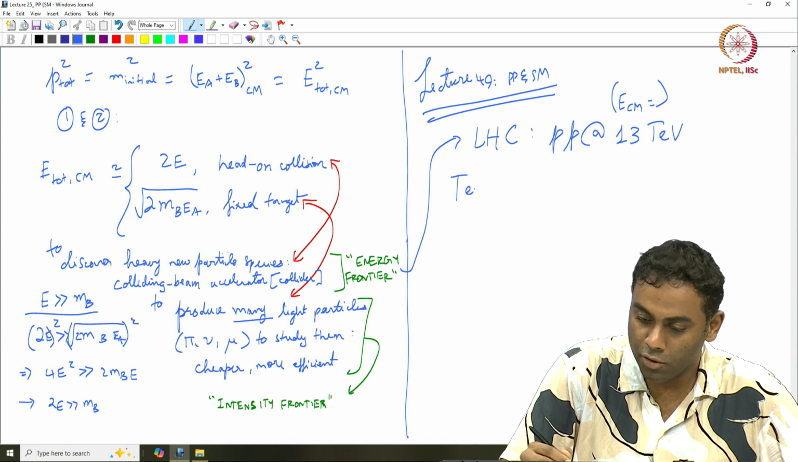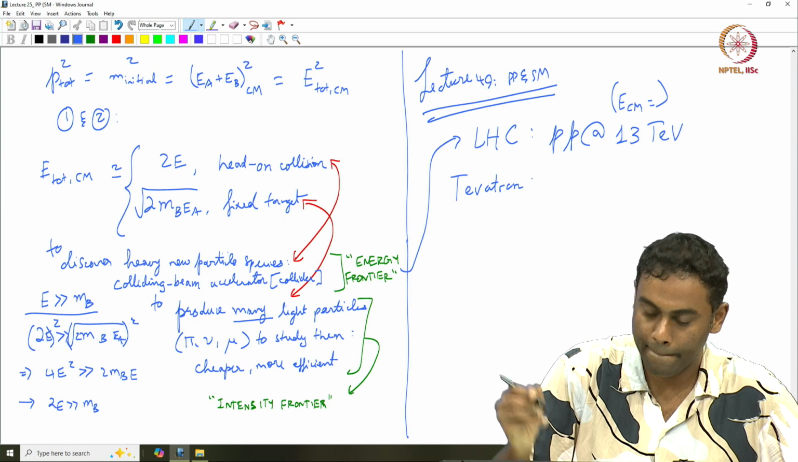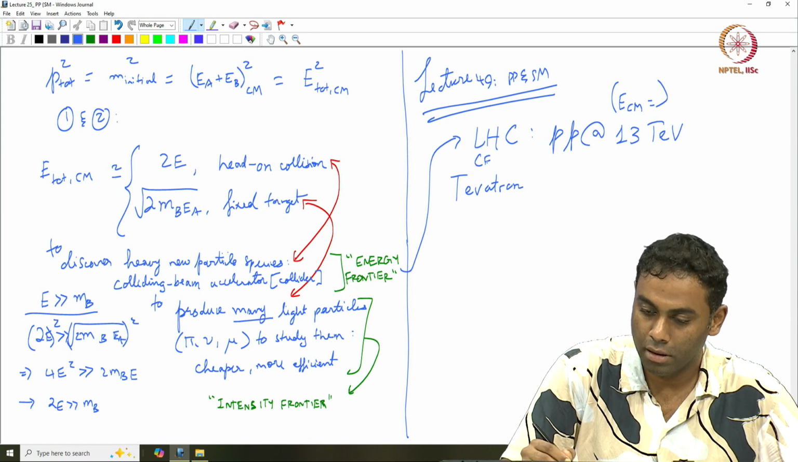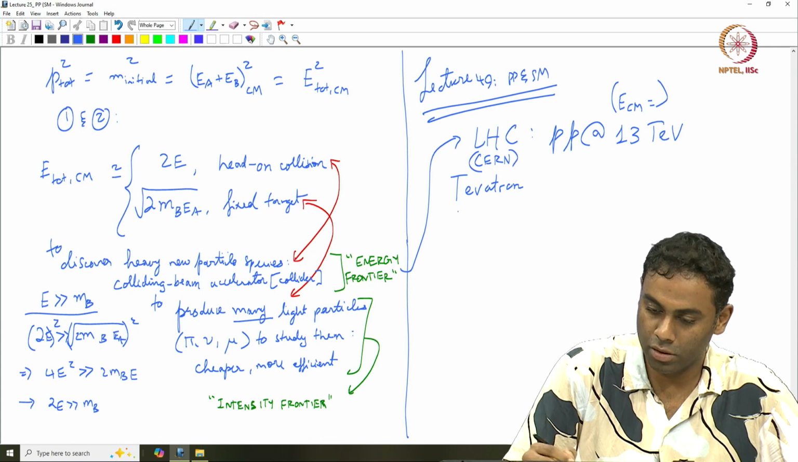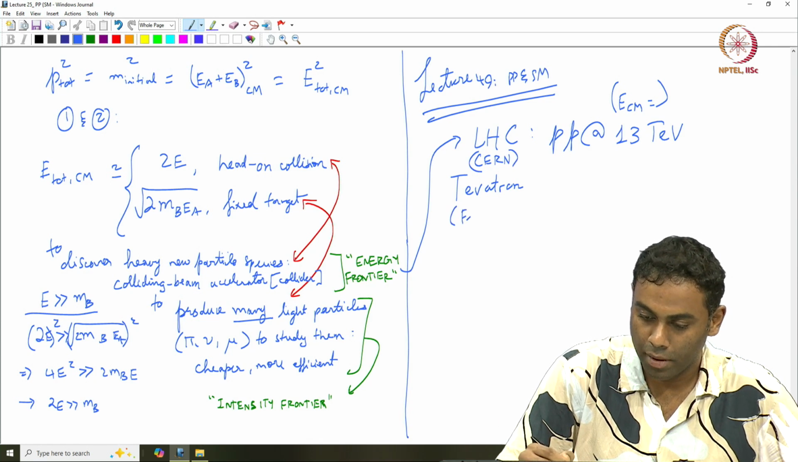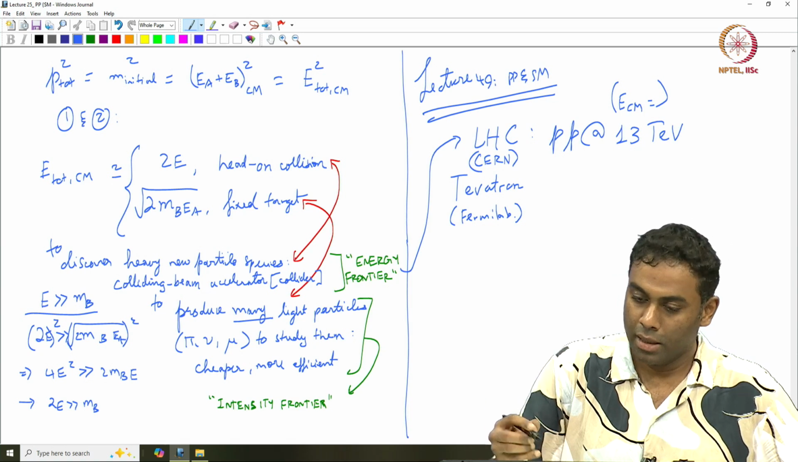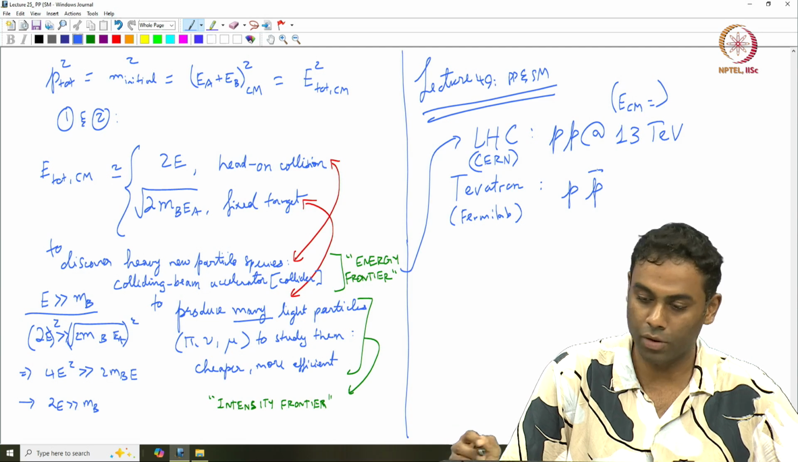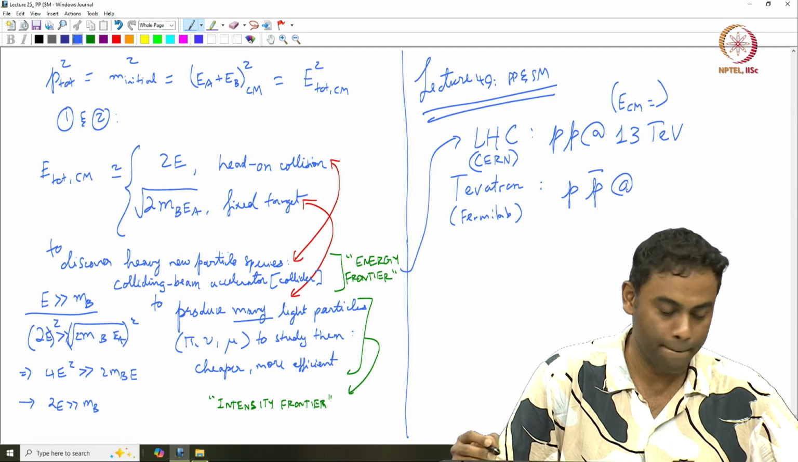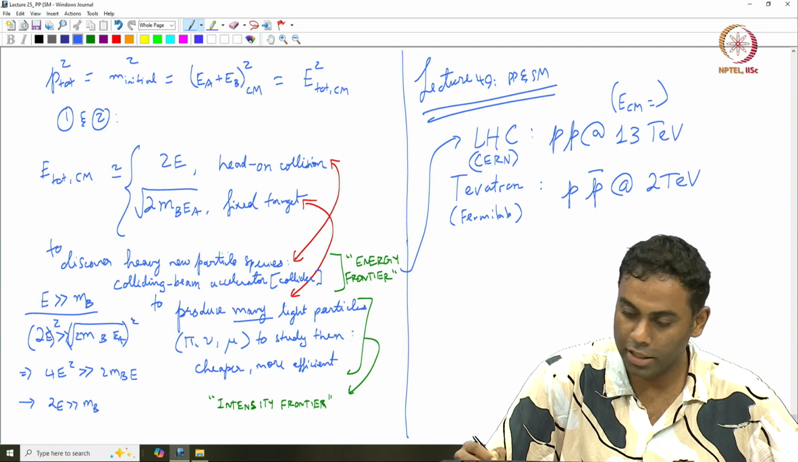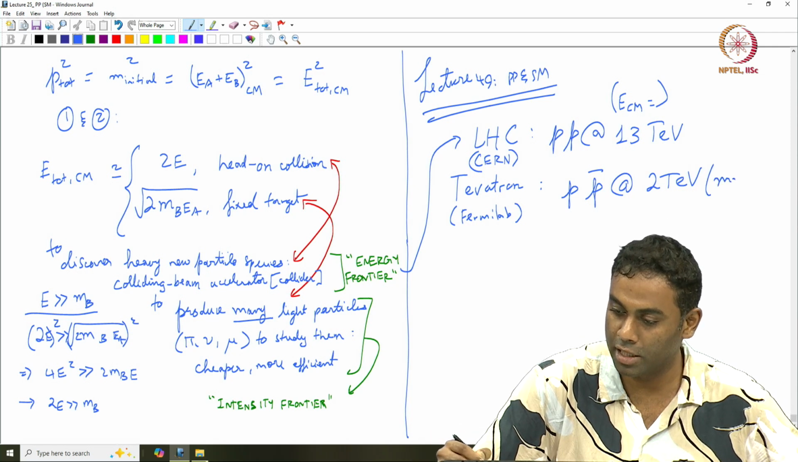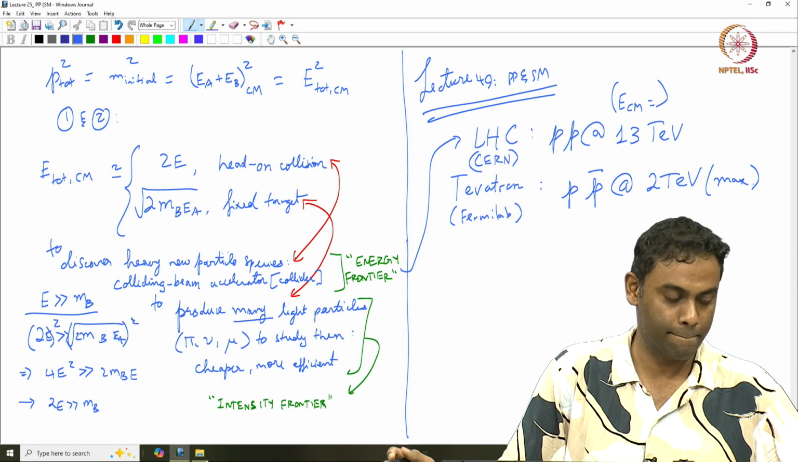And then before this there was the Tevatron in Fermilab, USA. The LHC is in CERN. The Tevatron was in Fermilab, USA. They collided protons on antiprotons at an energy of 2 TeV. They collided it at many different energies. The maximum energy that they went to was 2 TeV.